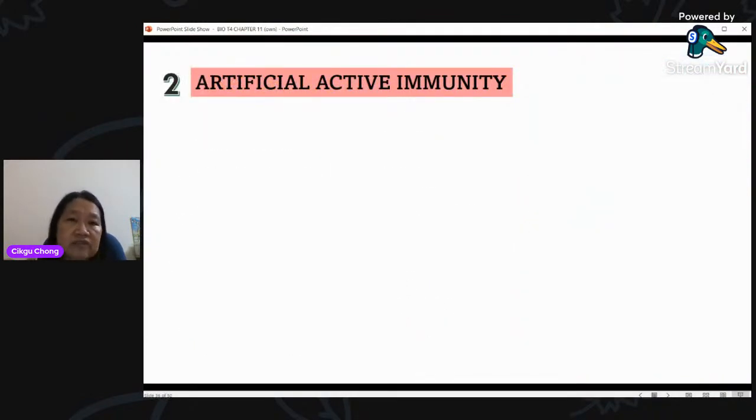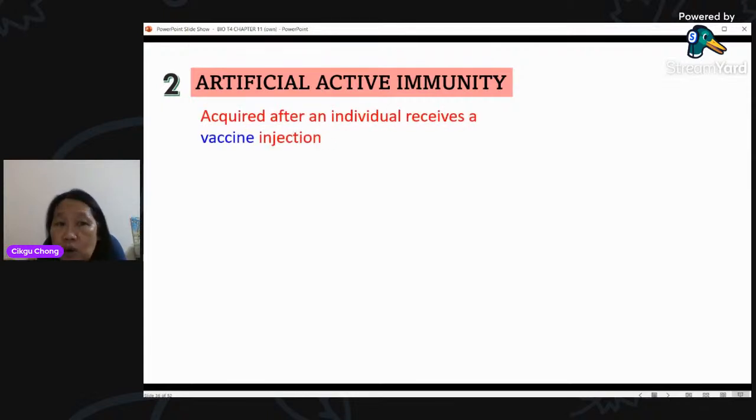This is artificial active immunity. This is where you purposely want to produce the antibody before you fall sick. So you've got to get something to trigger your body to produce the antibody. This is acquired after an individual receives a vaccine injection. You can walk into a clinic and get a vaccine, though not any vaccine, because there are certain ones that are fixed. They do not produce a vaccine for every type of disease. It's not always possible.